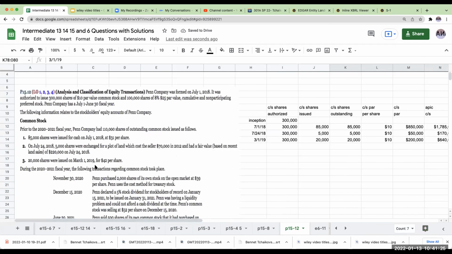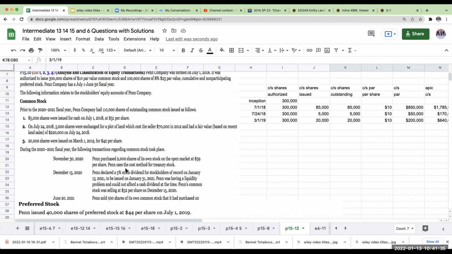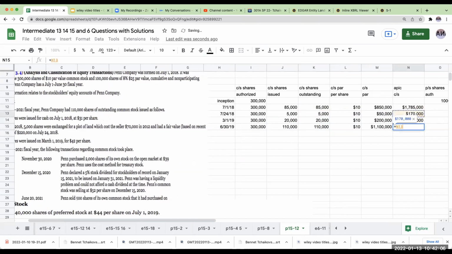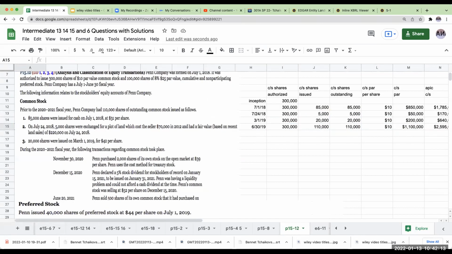Okay, let's go over here. So prior to the 2020-2021 fiscal year, and then during the 2020-2021 fiscal year, the following transactions took place. So I'm going to assume that nothing happened. As of 6/30/19, where were we? Okay, we've got 300,000 common shares authorized. We've now issued 110,000 shares. We have 110,000 shares outstanding. Our par value is still $10 per share. The amount that's gone to common stock at par is 1.1 million, which makes sense. And then I've got the amount going to additional paid-in capital common stock.